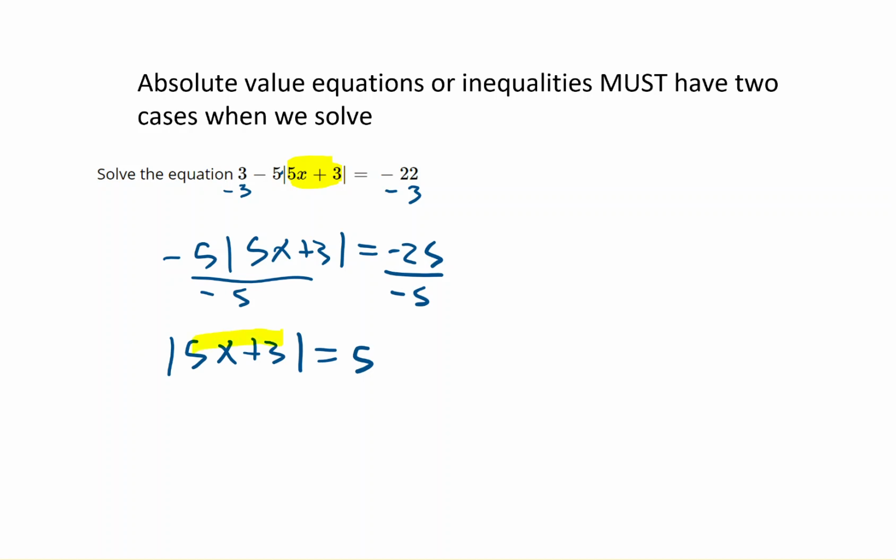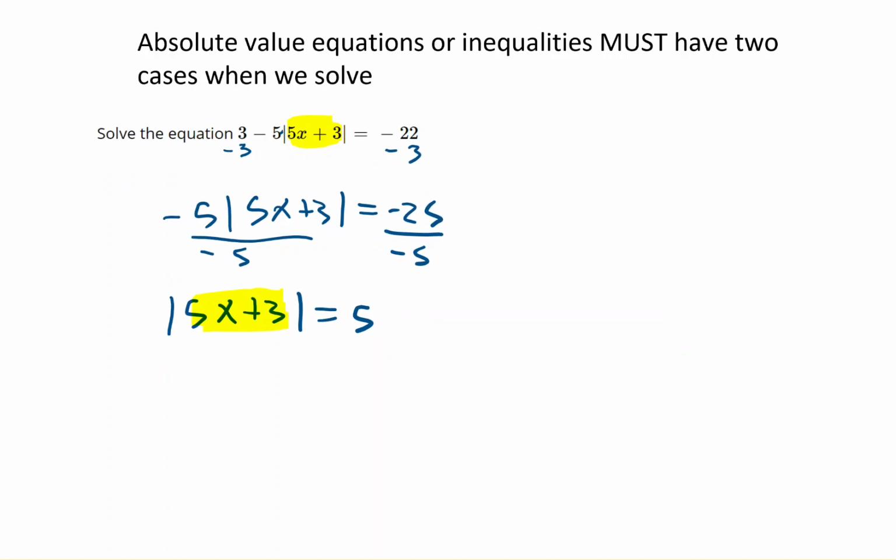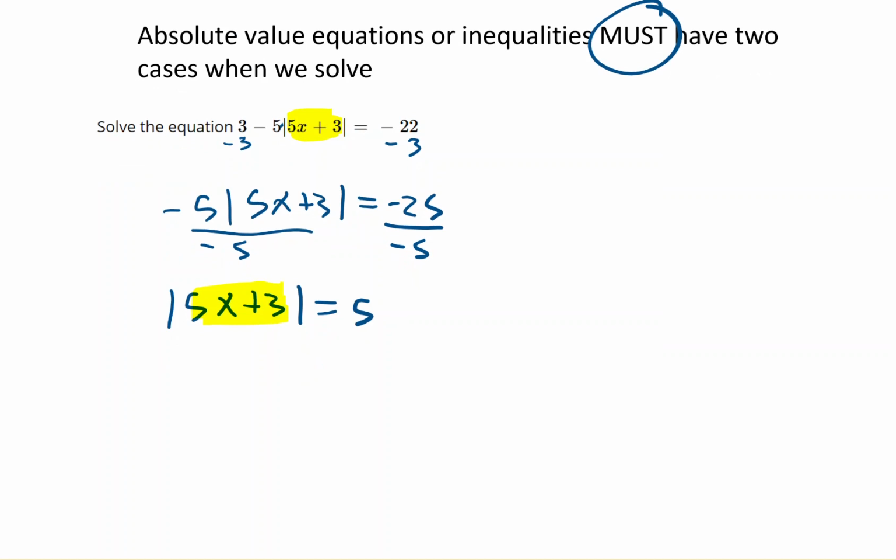I'm going to highlight this stuff in yellow and talk real quick about why we split off into the 2 cases and why I just put a big, huge must up here. Absolute value talks about distance from 0 on a number line. 0 is right in the middle. Distance is measured in positive units. That's why absolute value is always positive. So this is saying we want to find an x that would make this yellow stuff, the 5x plus 3, 5 units away from 0. Well, there's 2 directions from 0. There's 5 and there's -5.